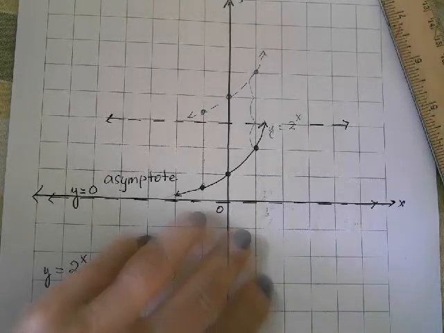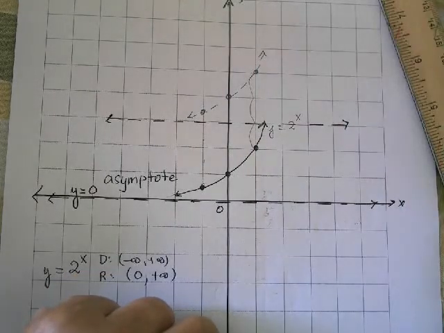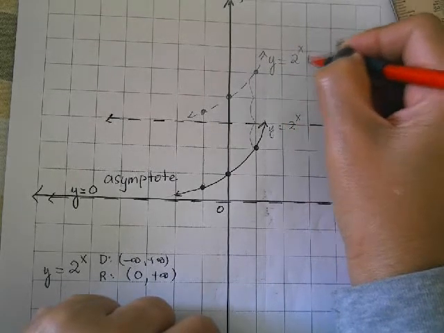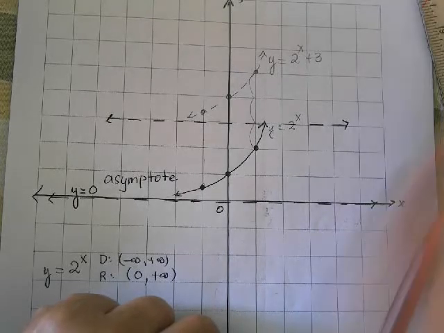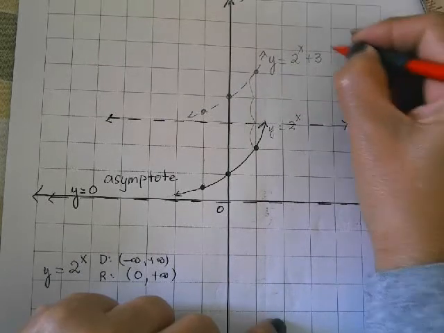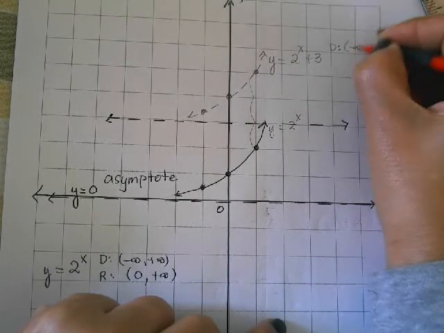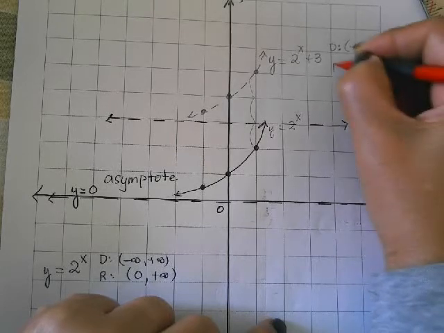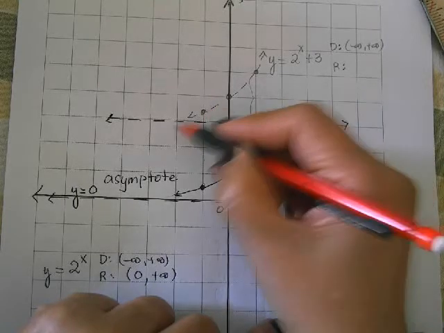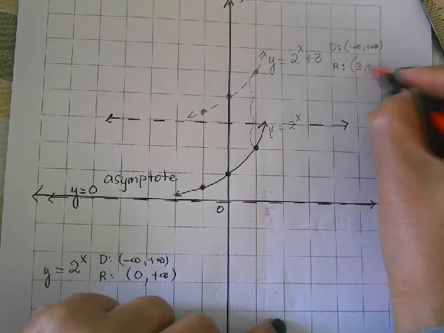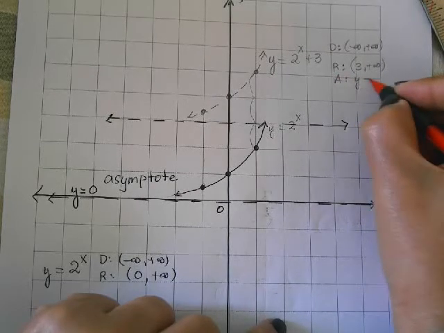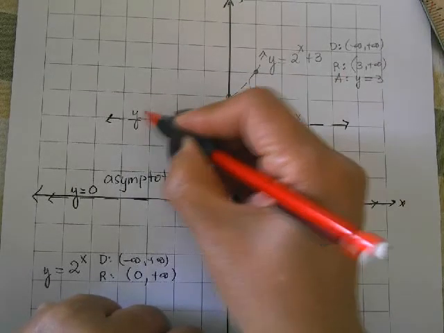So this is the graph of y equals 2 to the x plus 3. So your domain and range is this. Your domain is all real numbers. Your range will now be higher than 3. You cannot go lower than 3. So parenthesis 3 to positive infinity. And your asymptote is y equals 3, the line y equals 3.